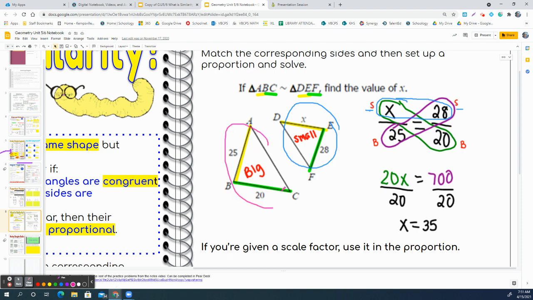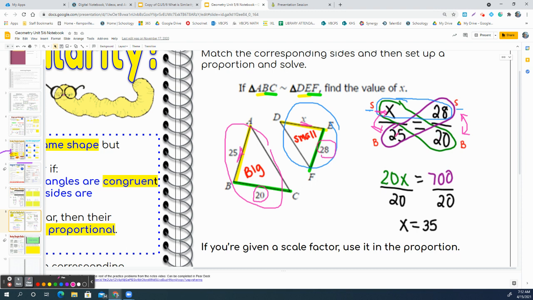Then I take this big triangle. The yellow side has to go with the yellow side. So because AB goes with DE, these have to go next to each other because they match. They correspond up here in my key. And then the 25 and the 20 go together because they also correspond over here. Okay, so you're going to probably want to color code these a little bit.